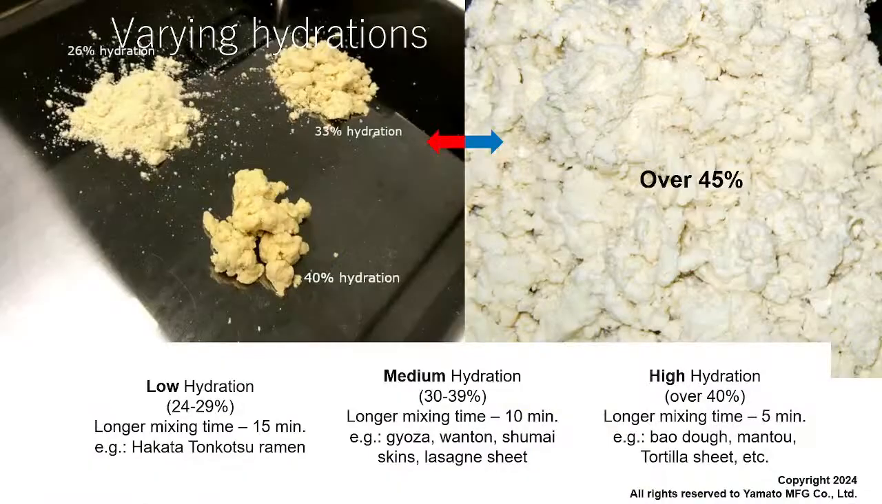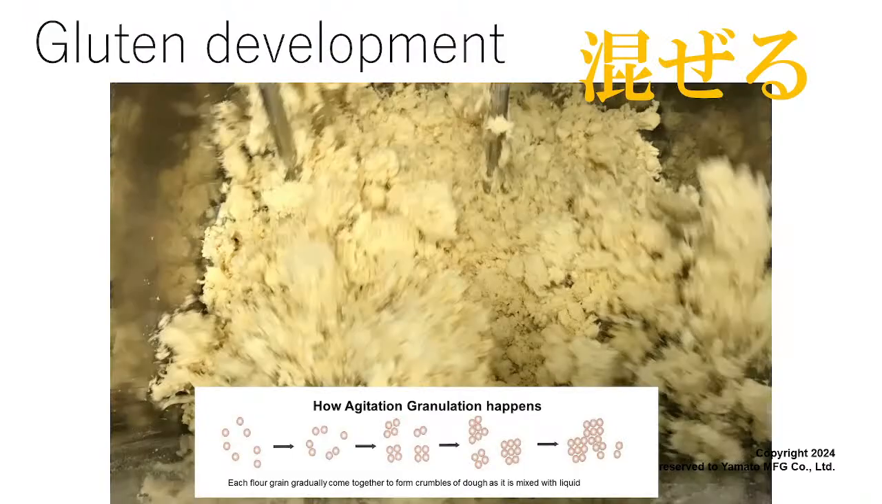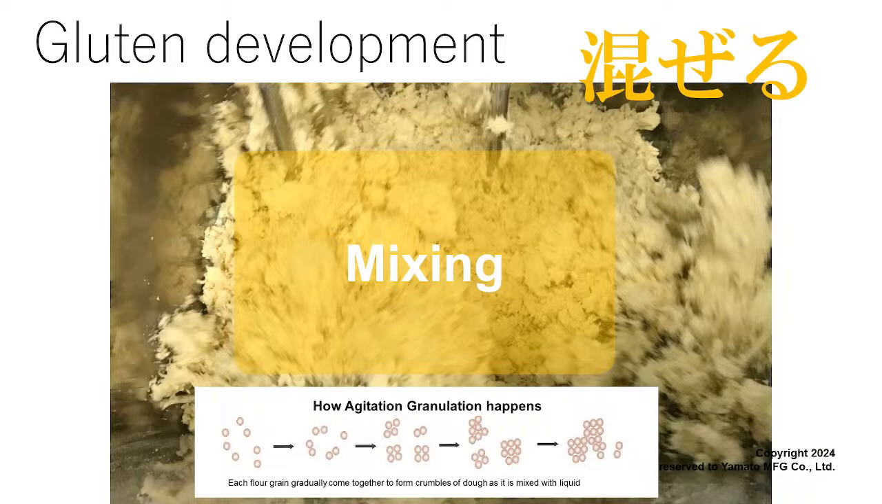So, varying hydration, as you can see in these pictures, the condition of the dough will be very different. Basically, the higher the hydration, the bigger the size of the dough. Based on this hydration, the production method will be different. For example, mixing time: the lower the hydration, the lower the mixing time. And the roller gap we set on the roller will be different too.